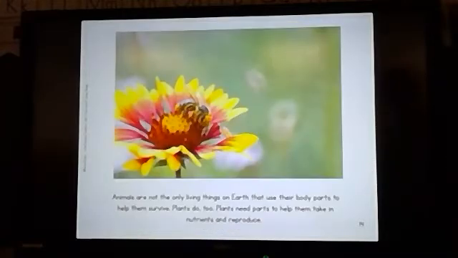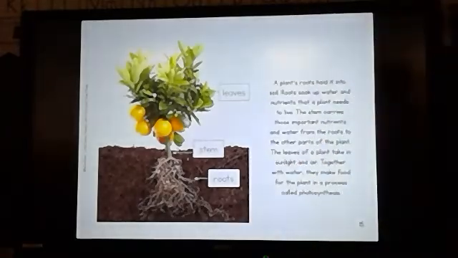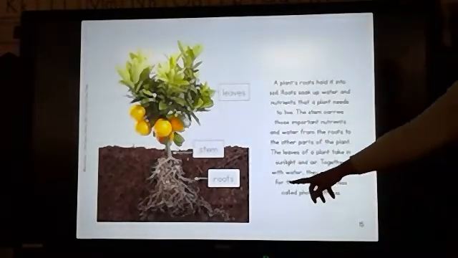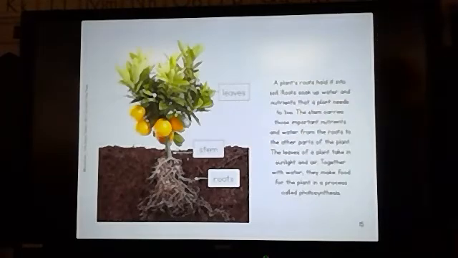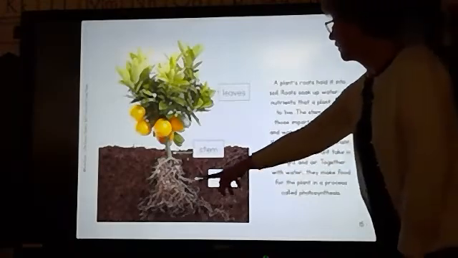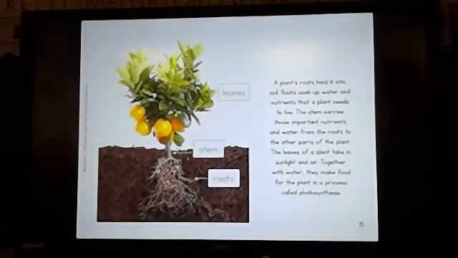And animals are not the only living things on Earth that use body parts to help them survive. Plants do too. Plants need parts to help them take in nutrients and reproduce. A plant's roots hold it in soil, and then the roots soak up the water and nutrients that a plant needs to live. The stem carries those important nutrients of water from the roots to the other parts of the plant. The leaves of the plant take in sunlight and air.